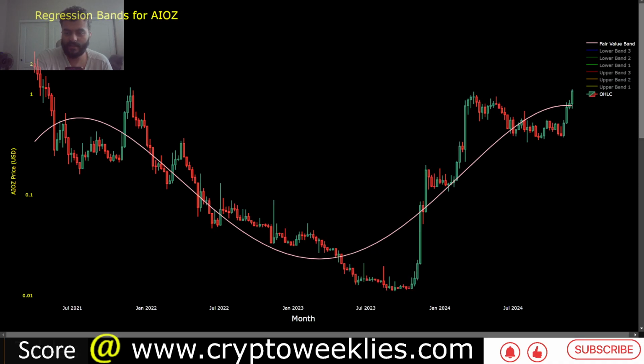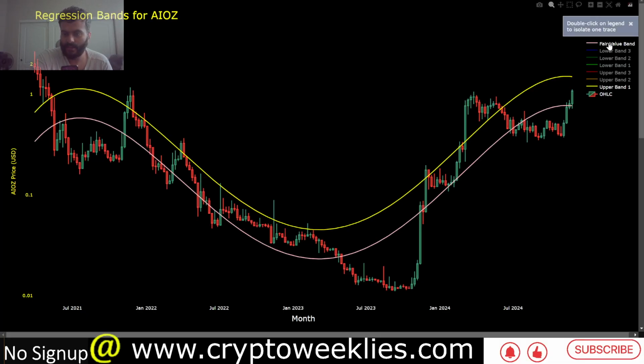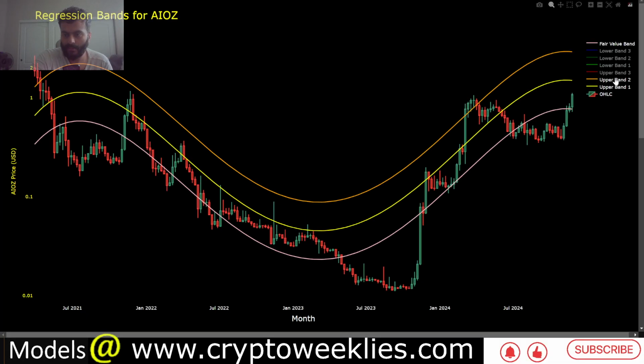Now the regression risk or regression analysis for AIOS points out that for the first time since about July of 2024, price is slightly above this polynomial regression based fair value. That doesn't mean that we are at the peak. Usually this peak occurs, you can see, over a longer period of time. The peak occurs almost after the 2 standard deviation residual is applied to the fair value in the bull market.